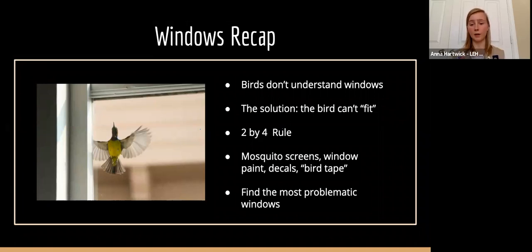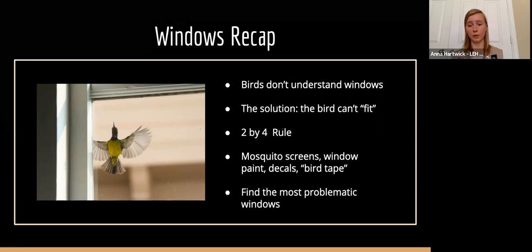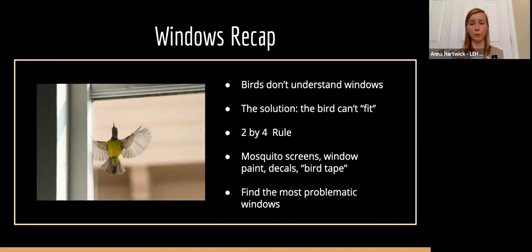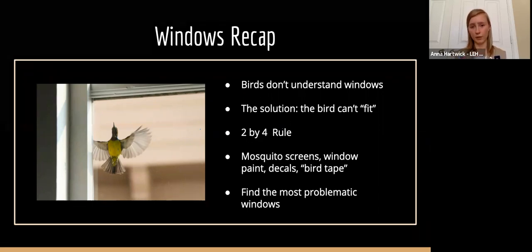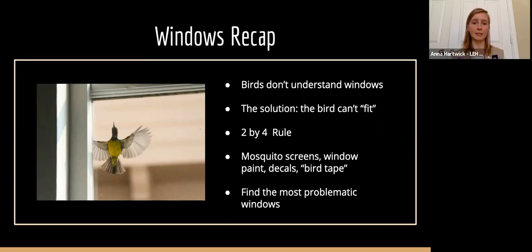Remember, we want to apply our bird preventative to the exterior side of the window. Ideally, you would apply a bird preventative to every window in your home. However, we know that's not always realistic for a number of reasons. So instead, we ask that you find the most problematic windows using the techniques Jenna just described: counting all of the dead birds you find outside a window, recording if you hear any thuds, and going outside, looking at your windows, and thinking, what are they reflecting? Once you've gathered all of that data, you can decide which windows are the most problematic and which ones you want to apply a bird preventative on.